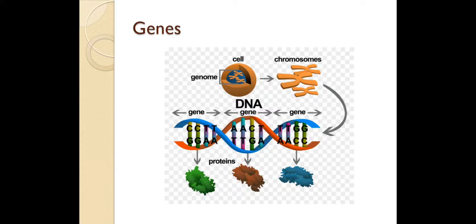Now look at the diagram over here. You can see a cell, and inside the cell a nucleus is present where the genome, the genetic material, is present in the form of chromosomes. Then we know that the chromosome is made up of DNA. And this DNA is basically a double helical structure made up of nucleotides: cytosine, thymine, adenine, guanine, right? 4 nucleotides make the DNA.